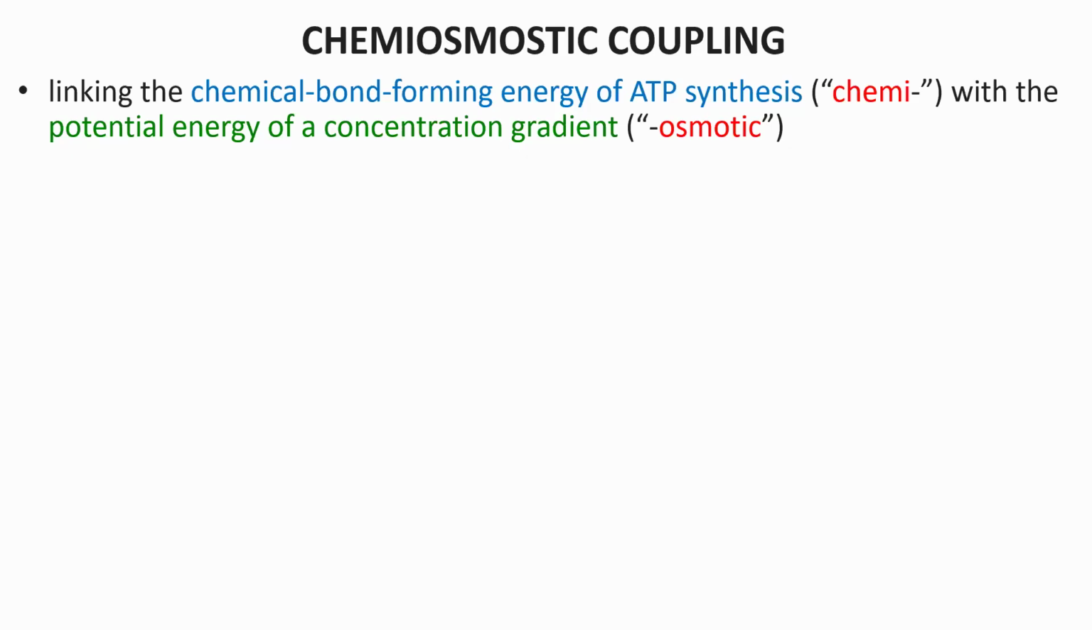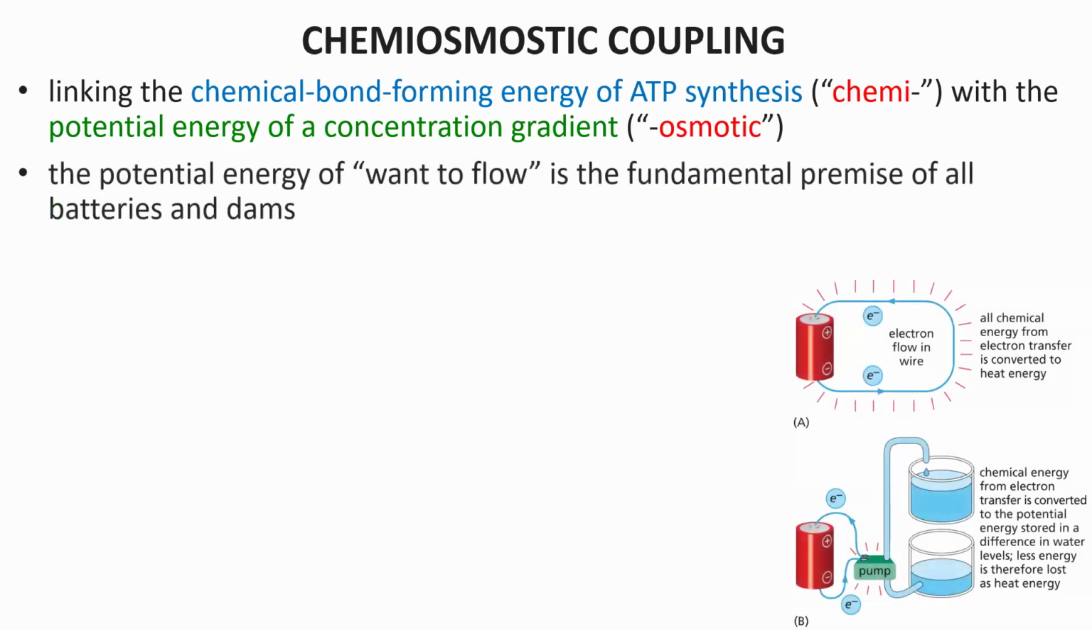Usually we use the term osmosis for water flow. We're kind of maybe inappropriately borrowing that term here, because it's not water that's flowing, it's protons that are flowing, a component of water. But the idea is the same. Chemoosmotic coupling is taking the osmotic pressure, the osmotic potential energy of a proton gradient, and linking it directly to the production of chemical energy in ATP. That potential energy of want to flow is actually a fundamental premise of all trapped energy.